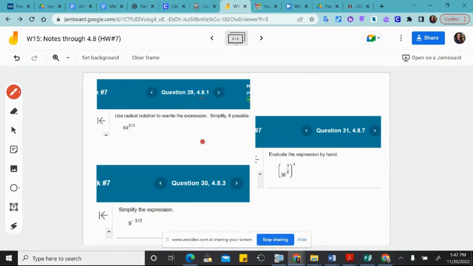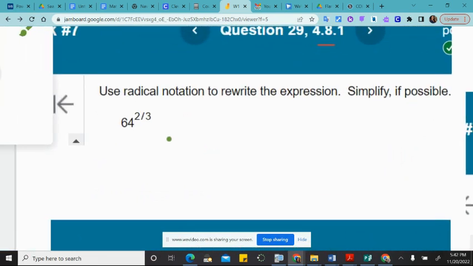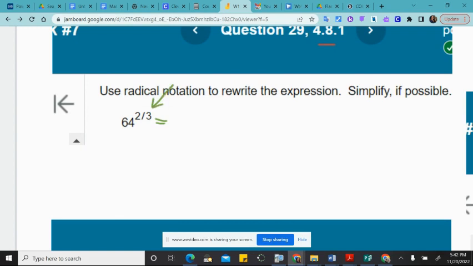Next, the quiz goes all the way through 4-8, so I want to make sure I hit some of the 4-8 questions. And these are just about rewriting and simplifying radical notation with fraction exponents, or rational exponents. So here's the deal. Bottom number is going to tell you what root you're taking. So I am now going to be taking the cube root of 64. Top number tells you your new exponent. So I am now going to raise all this to the squared power.